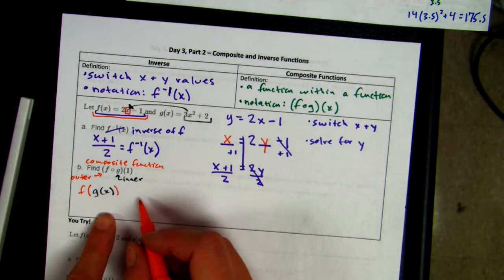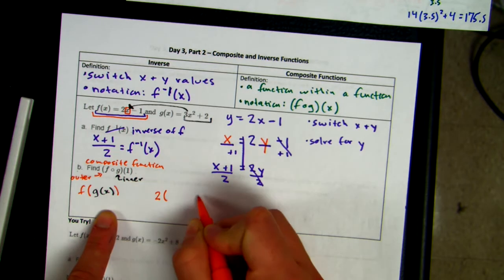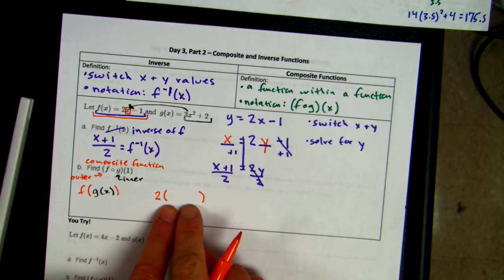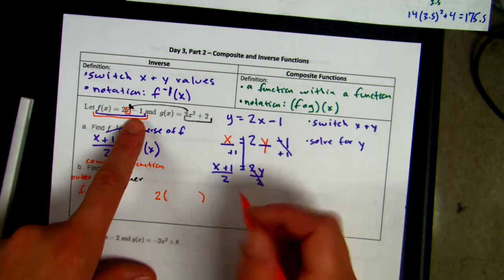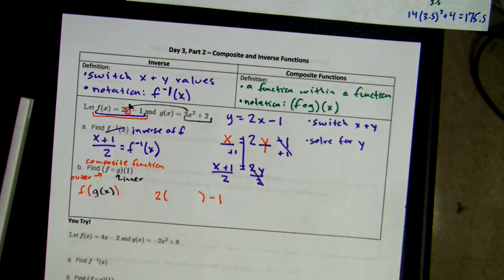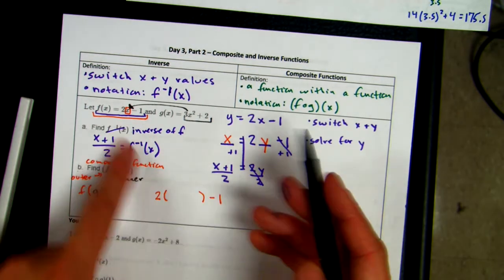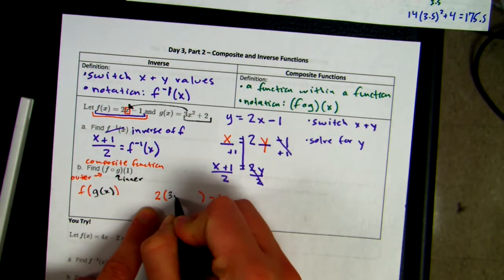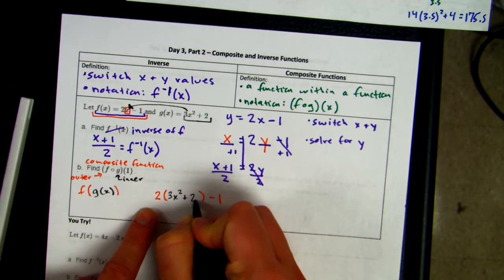So when I write these, I always write 2, and then I leave a big space for where my inner function should go, minus 1. And now I'm going to plug in my inner function in for x. I've got 3x squared plus 2.